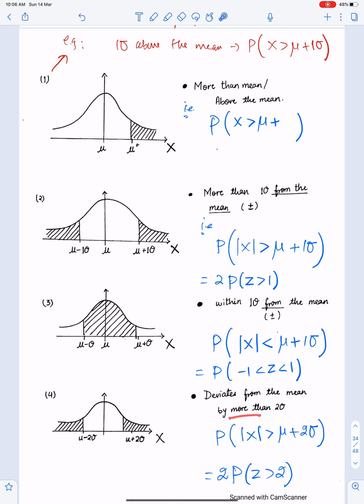More than means greater sign. 2 standard deviation, mu plus 2 sigma. And this 2 is here. This 1 is here and minus 1 is here.